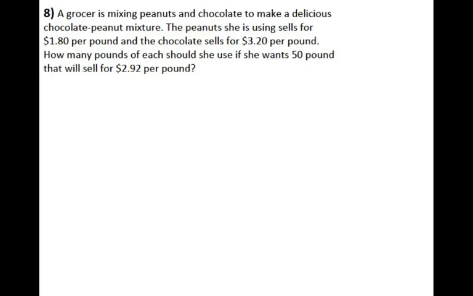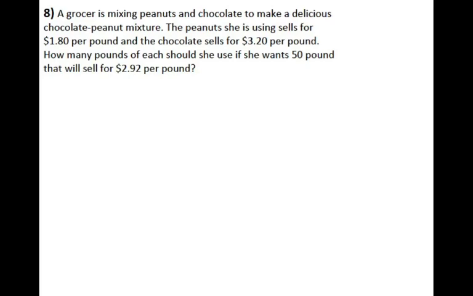Alright, word problems, everybody's favorite. So number 8, a grocer is mixing peanuts and chocolate to make a delicious chocolate peanut mixture. The peanuts she is using sell for $1.80 per pound, and the chocolate sells for $3.20 per pound. How many pounds of each should she use if she wants a 50-pound mixture that will sell for $2.92 per pound?